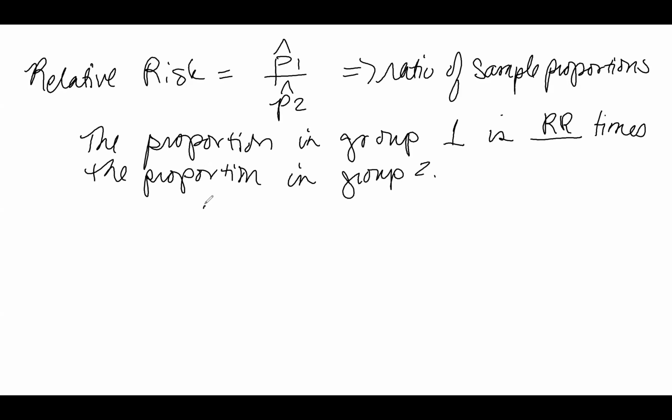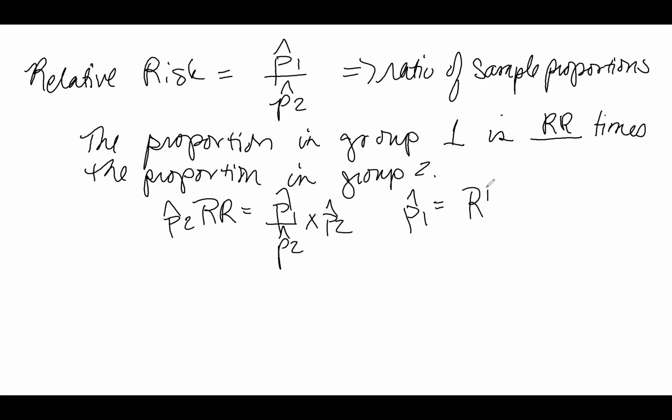Because when we find that value, we're looking at relative risk. If we multiplied both sides times p hat 2, this shows that our sample proportion in group 1 is the relative risk times the proportion in group 2. So that's one way to interpret it. Or we can convert to a percent increase or decrease.